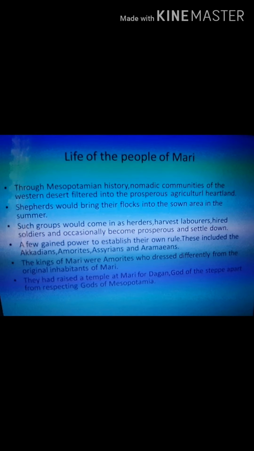The kings of Mari belonged to the Amorite community, and they dressed differently from the original inhabitants of Mari. The kings even raised a temple at Mari for Dagon. Dagon was the name of the god of the steppe, apart from their respecting the gods of Mesopotamia. So, as we see in Mesopotamia, every city had its own god and goddess, but Mari had a special god known as Dagon, the god of the steppe.